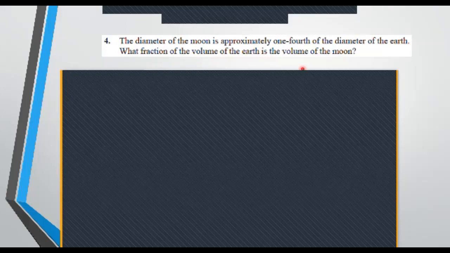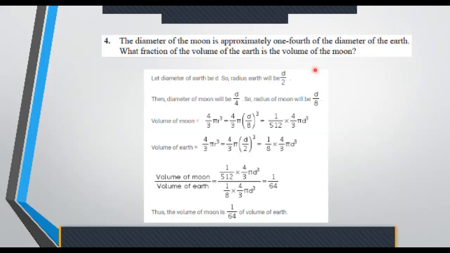Okay, ma'am. So basically they are asking us to find the ratio: volume of the moon to volume of the earth. Again, like the previous sum where we were doing surface areas, make the diameter of the earth as d or x. So the diameter of the moon is x upon 4, a ratio of 1 is to 4.